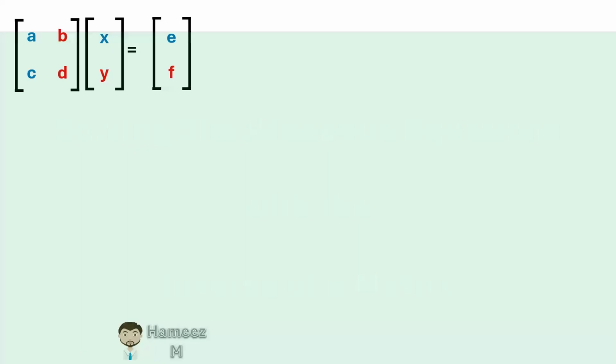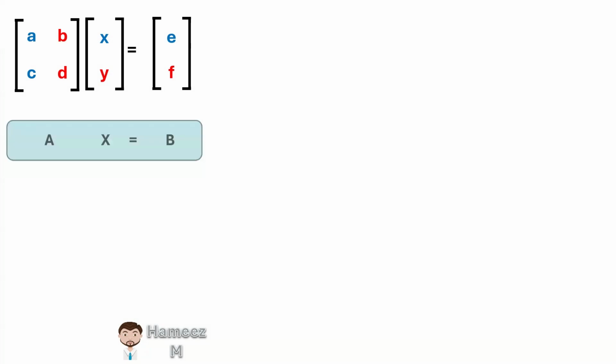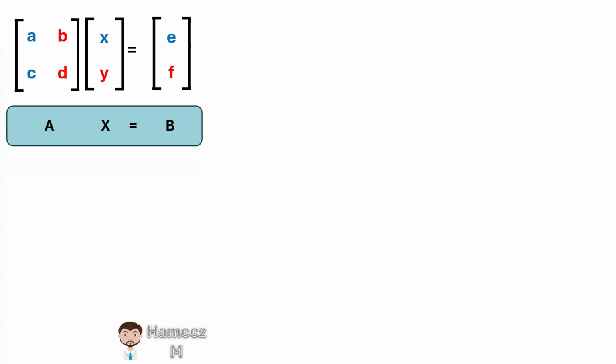Let's say we have A, B, C, D, times X, Y is equal to E, F. Remember, A, B will be the coefficients of X and Y in the first equation. C, D will be the coefficients of X and Y in the second equation. So it looks like this. Matrix A multiplied by matrix X, a 2 by 2 matrix by a 2 by 1 matrix, gives us our solution. Just now it was 2 and 18 for B.